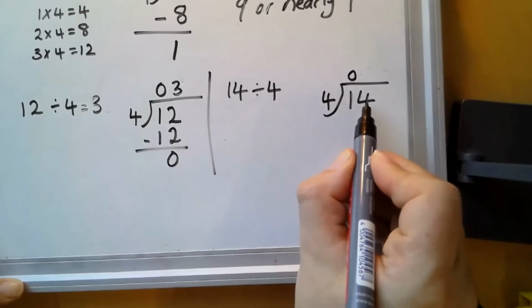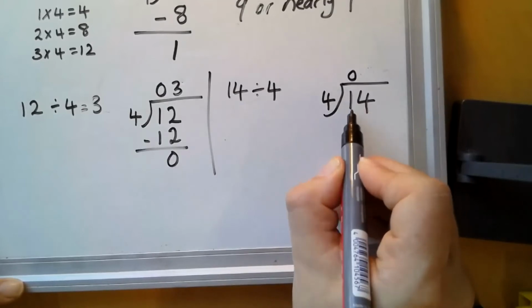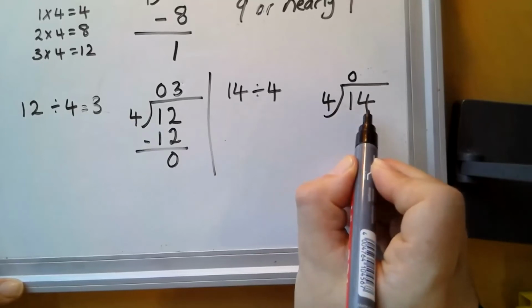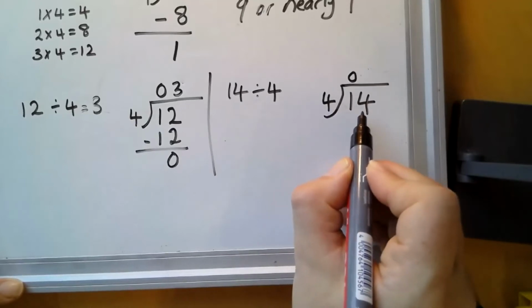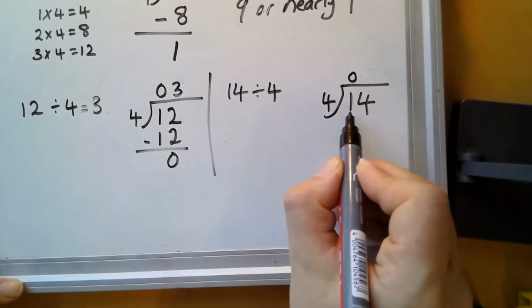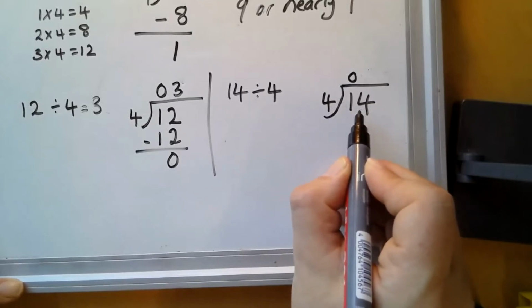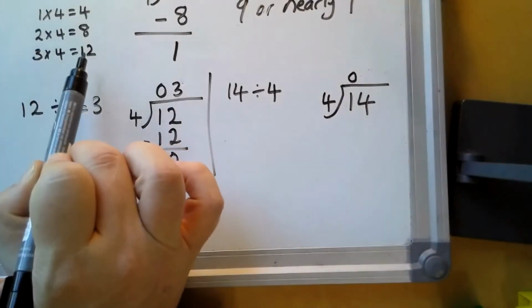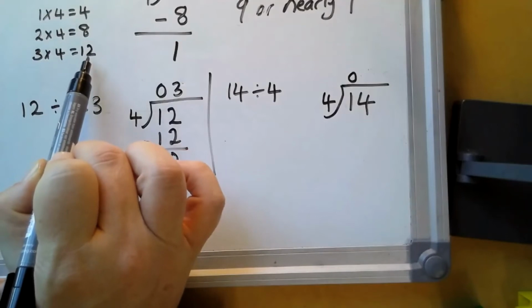I'm then dealing not just with that 4 now, because we still have to account for that 1. So we're now going 4's into 14 or almost 14. Don't forget that 1, it needs to still be there. 4's into 14 or nearly 14. So I go back to this. 4, 8, 12. Well, 12 is nearly 14.